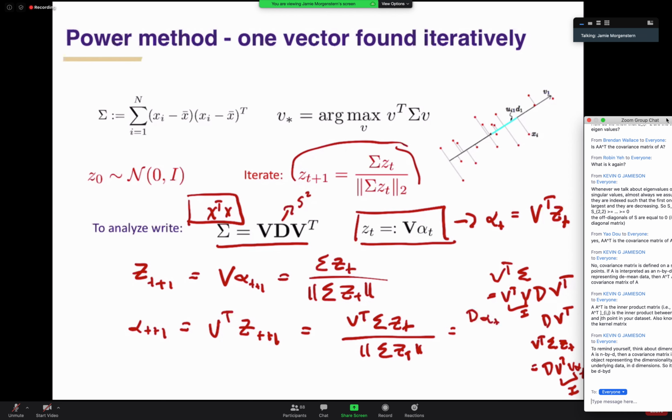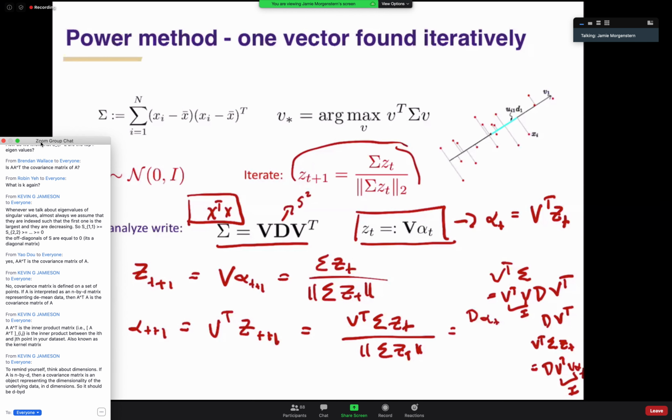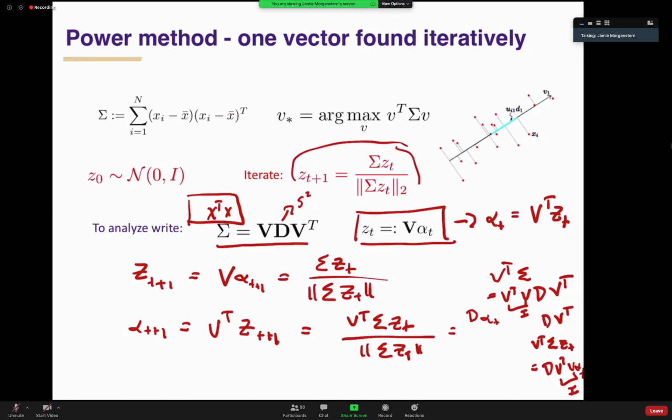Right? And I'm not going to show you why, although it's a pretty basic calculation that has to do with the fact that the norm of the product of two things, one of which is orthonormal, will drop out the orthonormal term. The denominator of this is also equal to the norm of d alpha t. Okay. So, what did I do here?